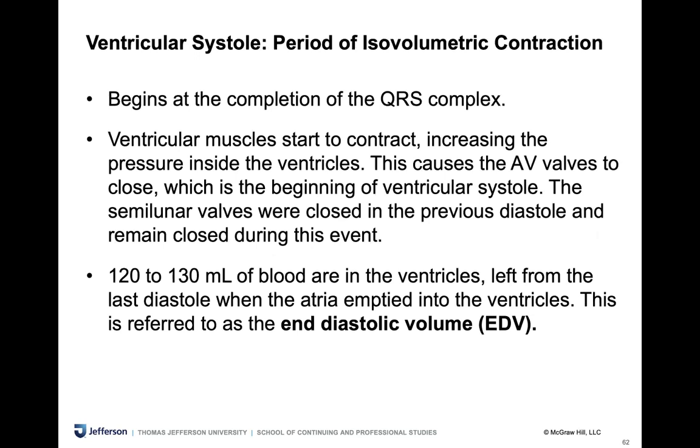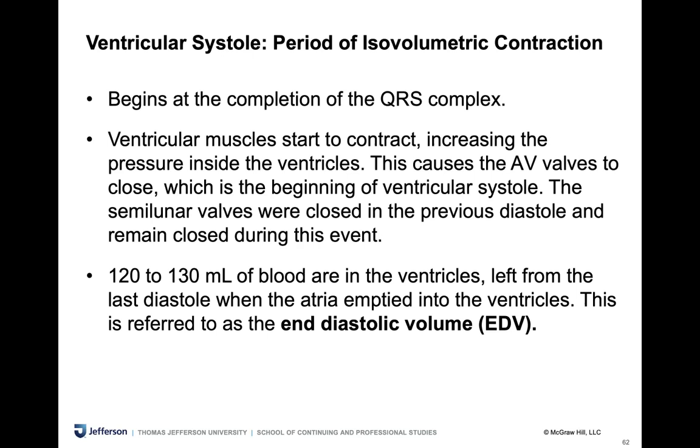Ventricular systole is the period of isovolumetric contraction. Again, this begins at the completion of the QRS complex. The ventricle muscles start to contract, increasing the pressure inside the ventricles. This causes the AV valves to close, which is the beginning of ventricular systole. The semilunar valves were closed in the previous diastole and remain closed during this event.